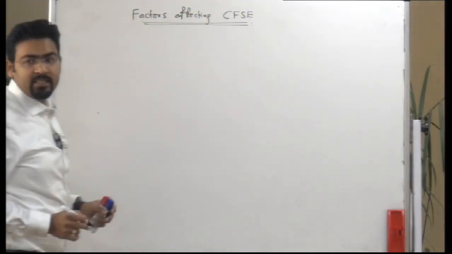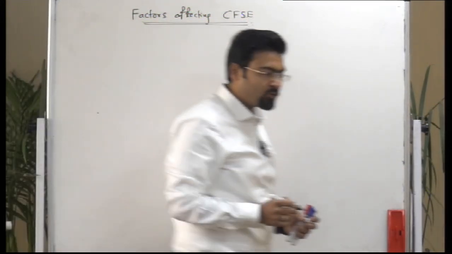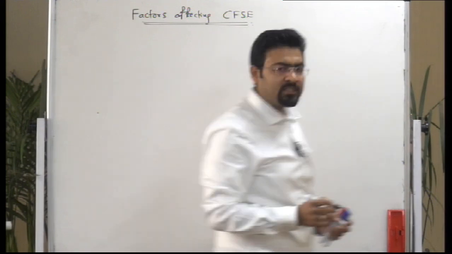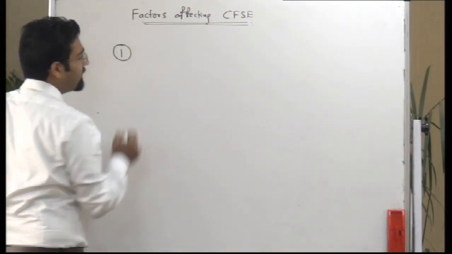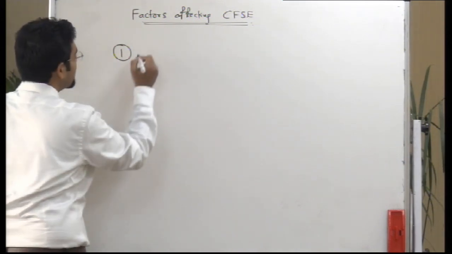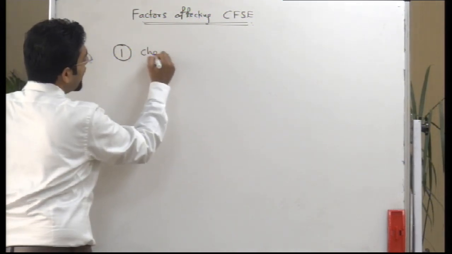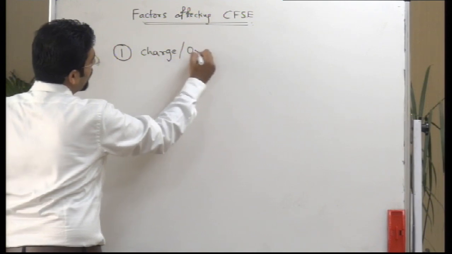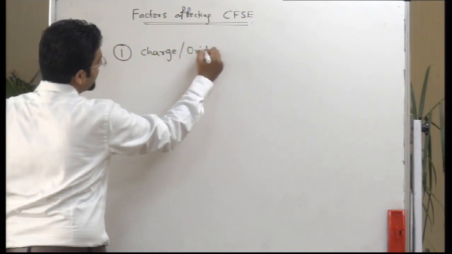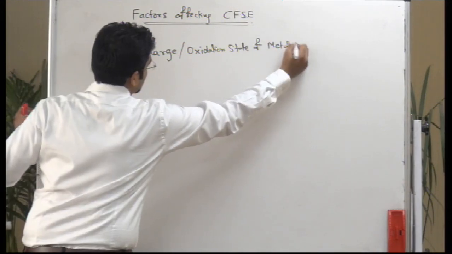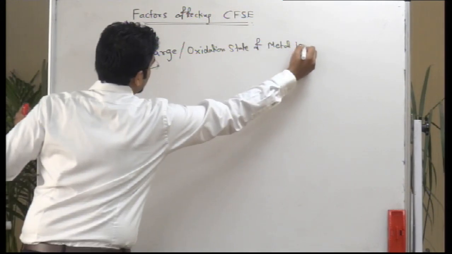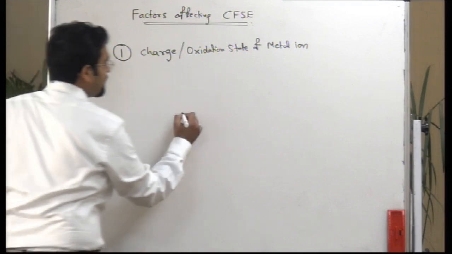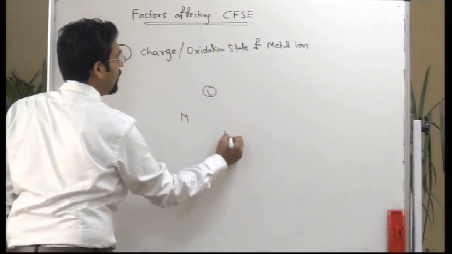Factors affecting CFSE. So let's see what are the factors which are affecting the CFSE value. The prime factor which is affecting the CFSE value is the charge or oxidation state of the metal ion. Right? How does it affect? For example, you're forming an octahedral complex.